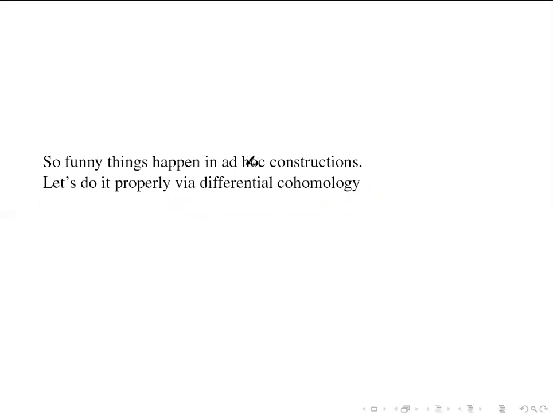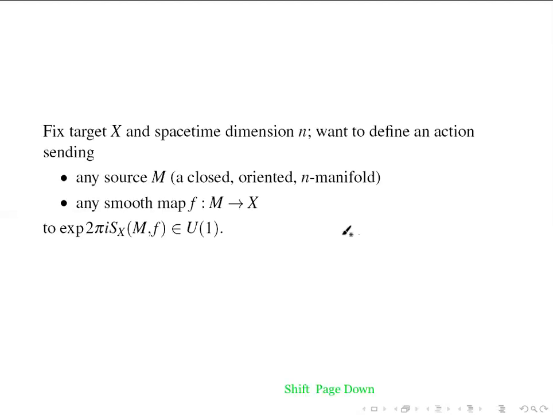Okay, so the whole point of this example section is that funny things happen when you do these ad hoc constructions. And so you wonder if there's a better way of doing it, and the answer is to use this gadget called differential cohomology. So are there any more questions before I come to this last part of the talk? Okay, so let me go on.